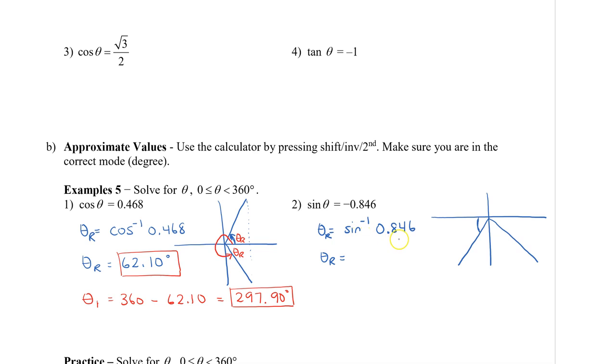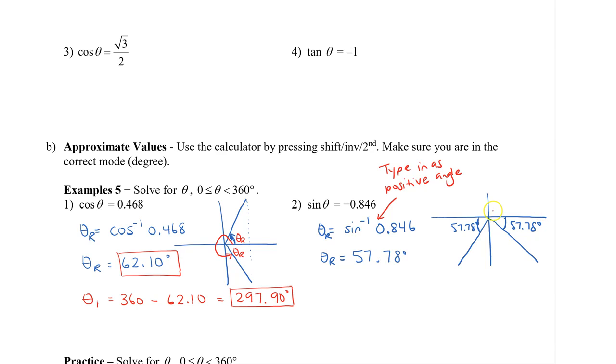So we type it in as 0.846, positive 0.846, and you're going to get a reference angle of 57.78 degrees. So I'm going to write this down because I think this is really important that you remember to type this in as a positive angle when you are trying to find the reference angle. Okay. So now that I know that this is 57.78 degrees here, this here is also 57.78 degrees.